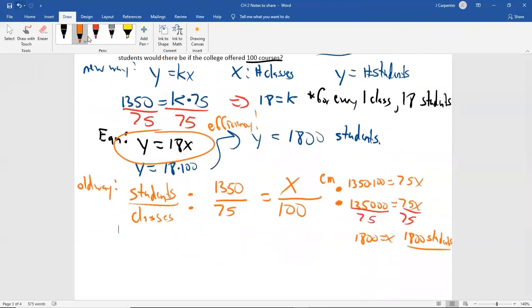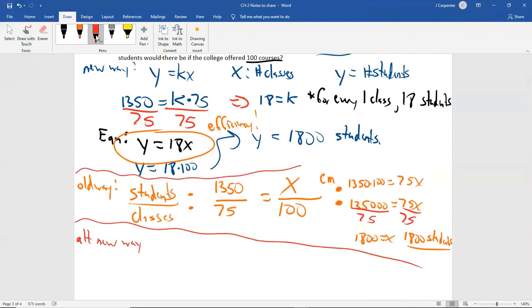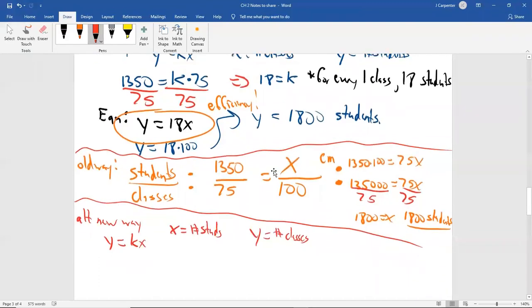Let me go one last time, and we're going to do this alternative new way. So I chose to do the x was the classes and y was the number of students. Let's still do y equals kx, but now I'm going to swap those. x is going to be the number of students, and y is going to be the number of classes.